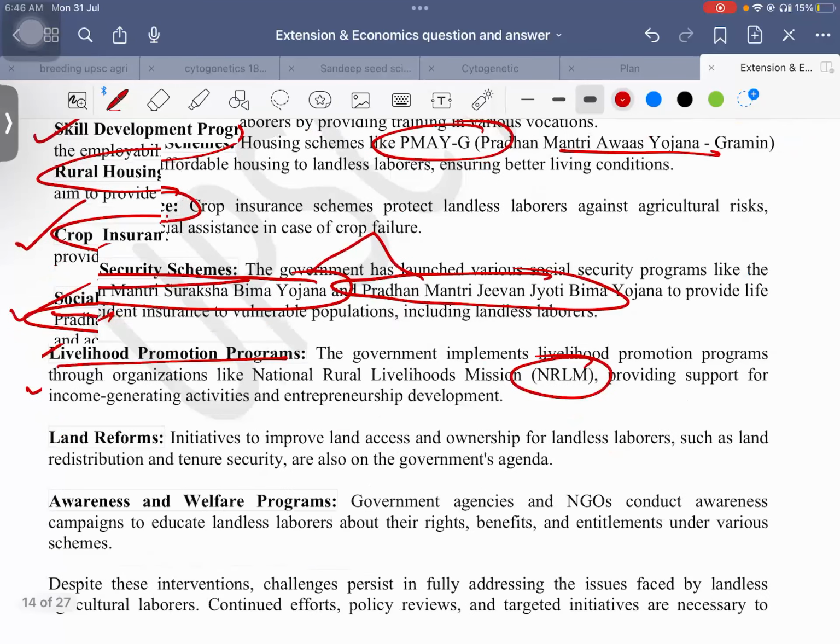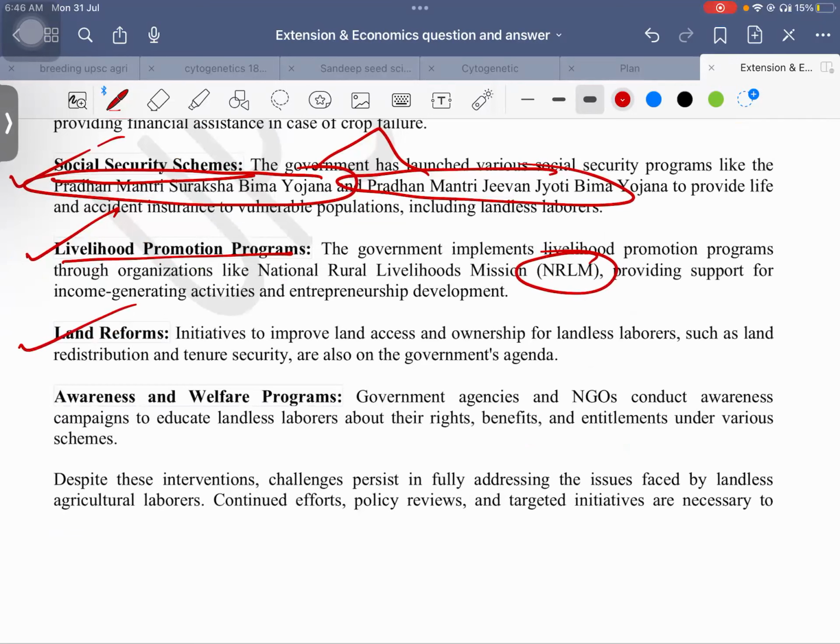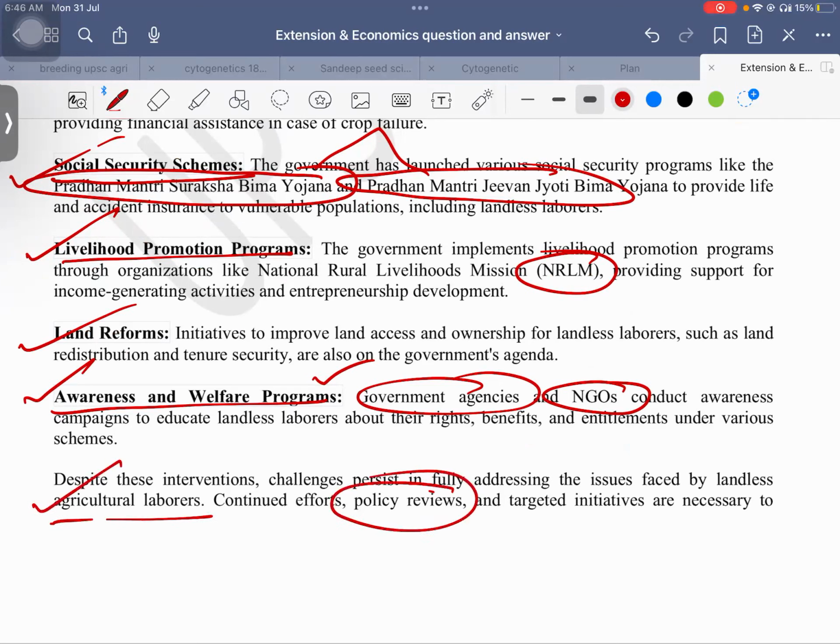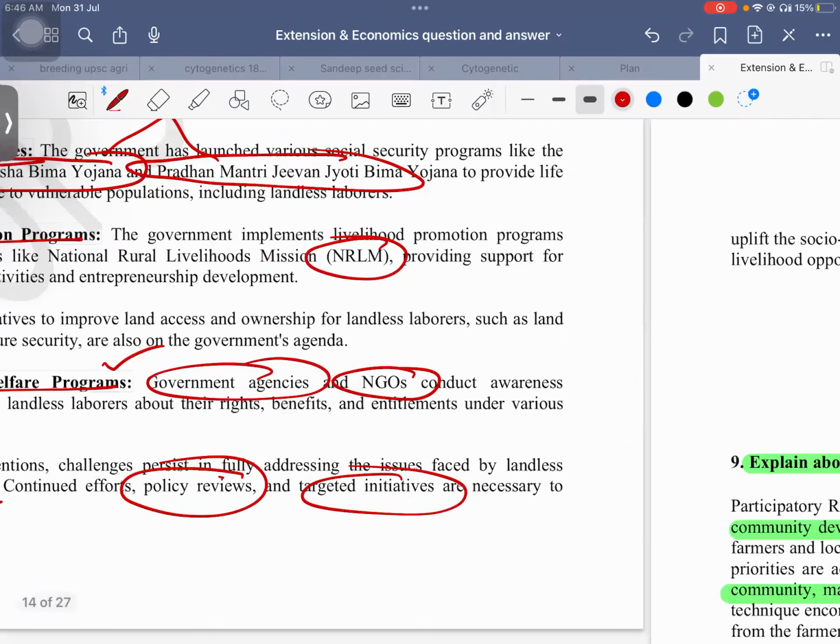And land reforms need to be done properly. That is not possible right now, but it should have been done. And awareness and welfare programs, like NGOs and government agencies are doing. Despite all these things, landless laborers are having a lot of issues. Continued effort and policy dimensions need to be worked upon.